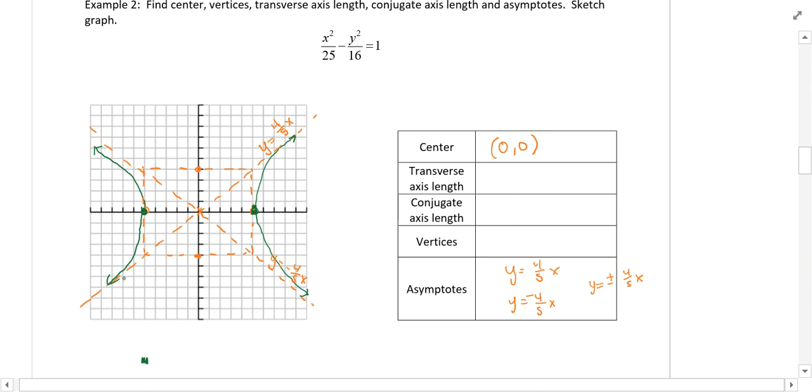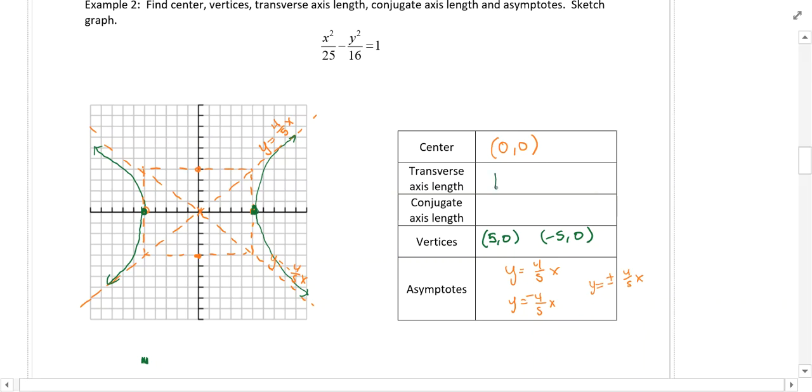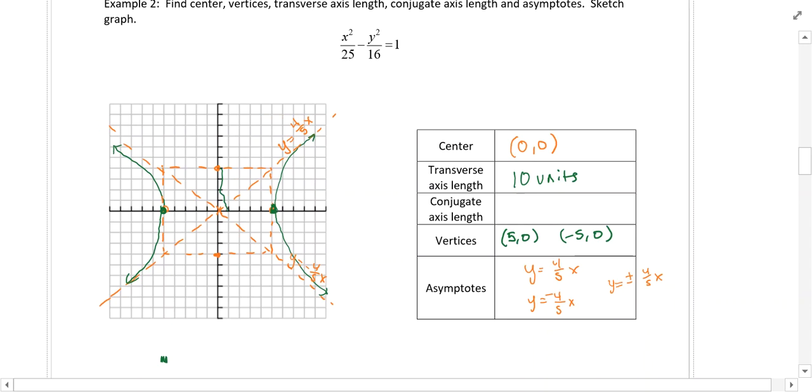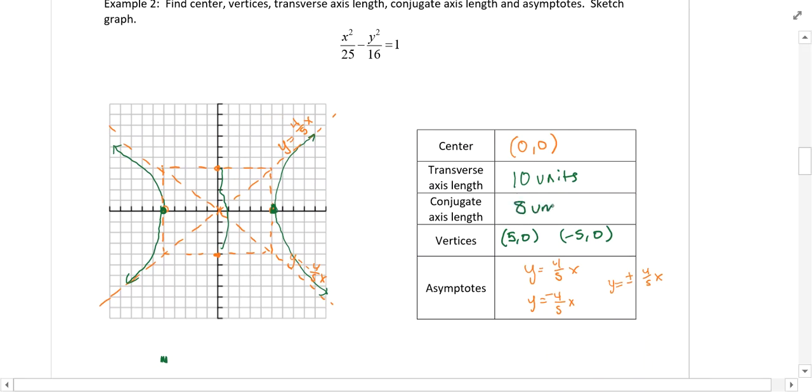Okay. So my vertices are at 5, 0 and negative 5, 0. My transverse axis, that's how far those 2 points are apart. Well, if there are 5 in each direction from the center, that's 10 units in total. And the conjugate axis length is this way. How tall is that box? And really that's giving us information about how steep the asymptotes are as well. And so that is 8 units.